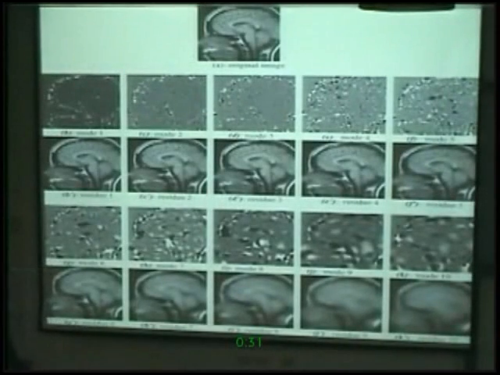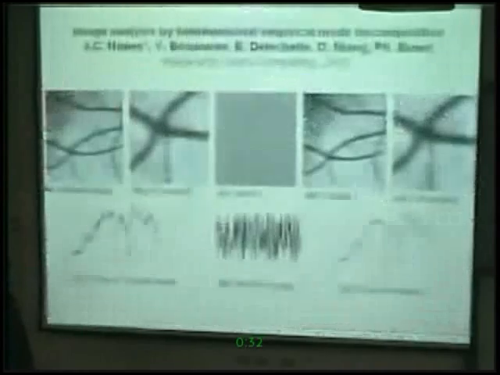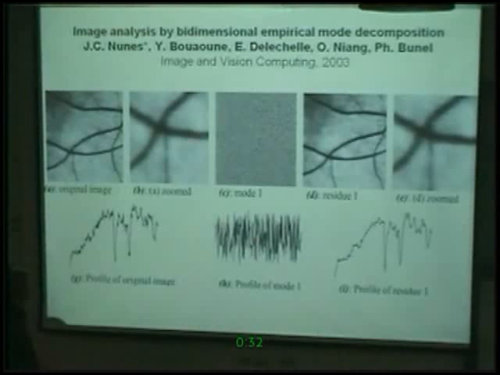Here is another picture, which is the original image. You can do mode 1, mode 2, mode 3. Then this is the residual. Then you can combine this with that, and get different kinds of scales to reconstitute the pictures. I think this is done with the radial basis function that the French people are doing. And they also use this to find images of the blood vessels.